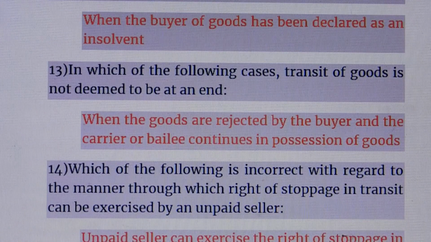Question number 13. In which of the following cases transit of goods is not deemed to be at an end? Answer is when the goods are rejected by the buyer and the carrier or bailee continue in possession of goods.